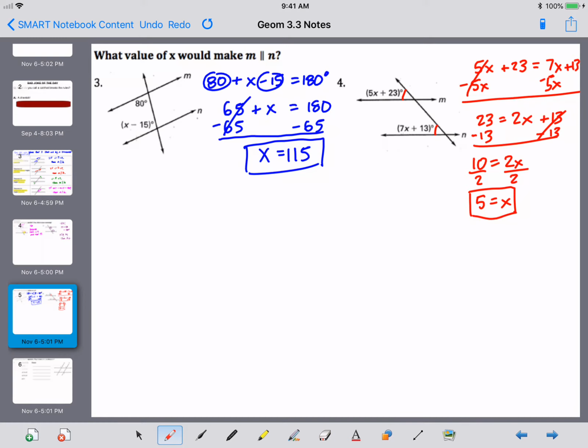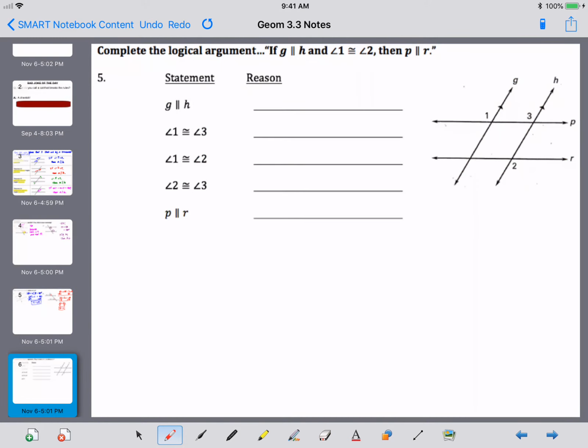Let's move on to the next page here. So this is going to be a little bit of a proof. We're going to complete this logical argument: if G is parallel to H and angle 1 is congruent to angle 2, then P is parallel to R. Well, if you notice here, we're given two things. The if part gives you this, and it gives you this. The then part is what we're trying to prove. So notice that's the last statement. We're trying to prove that this line P is parallel to R.